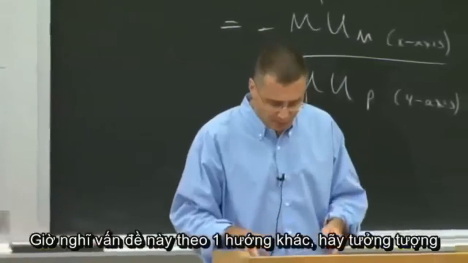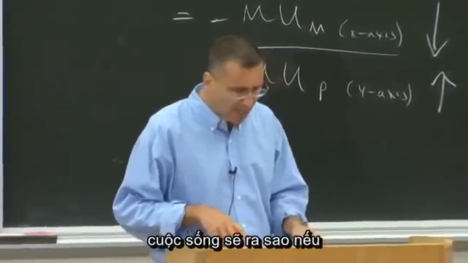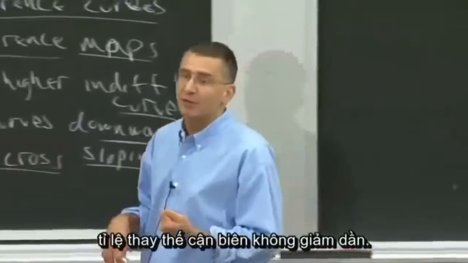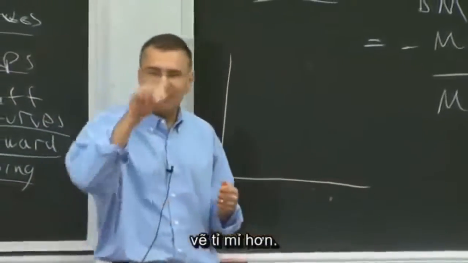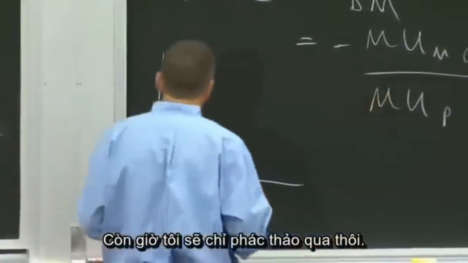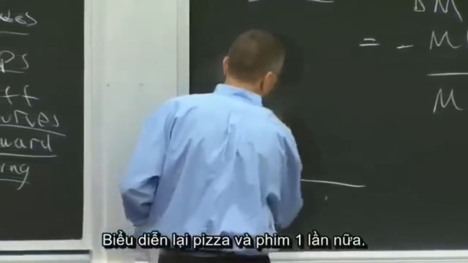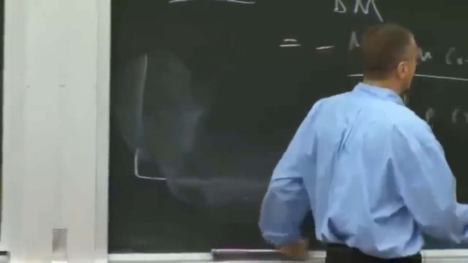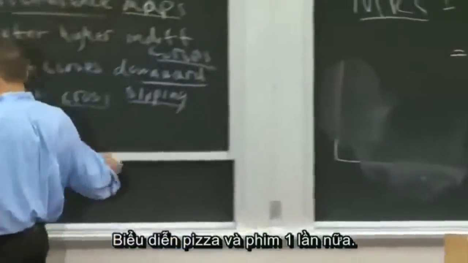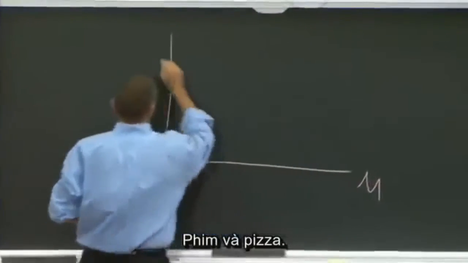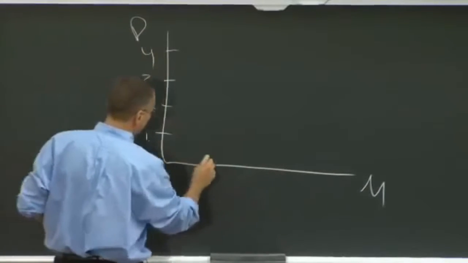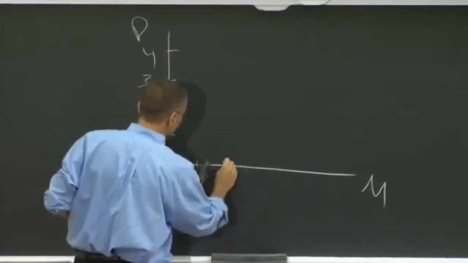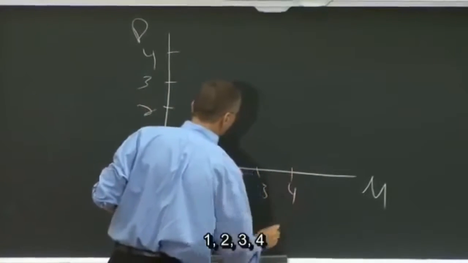is imagine for a moment what life would be like if we didn't have diminishing marginal rates of substitution. Once again, I'm going to try to draw it crudely here. Let's do pizzas and movies again, okay? Movies and pizza, and let's do 1, 2, 3, 4.